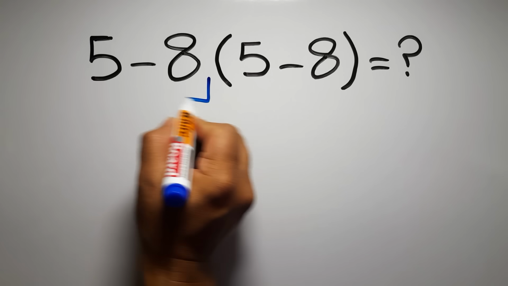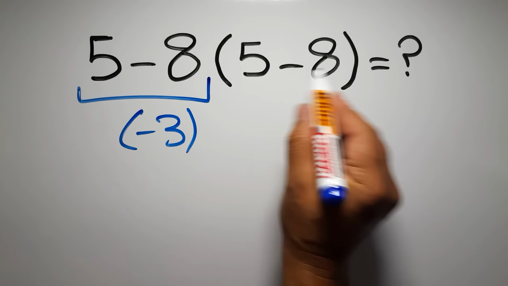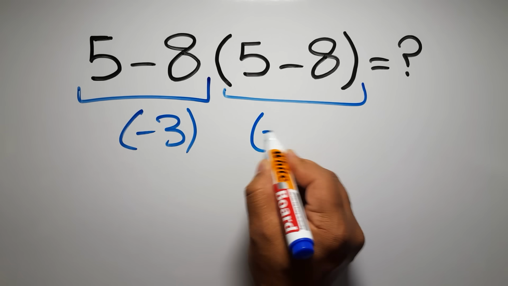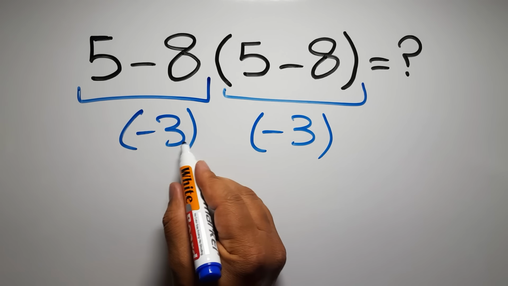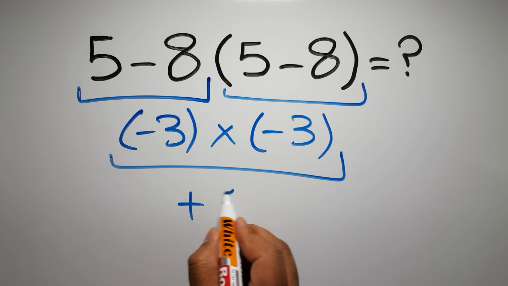5 minus 8 gives us negative 3. And again here we have 5 minus 8 which equals negative 3. So negative 3 times negative 3 gives us positive 9.